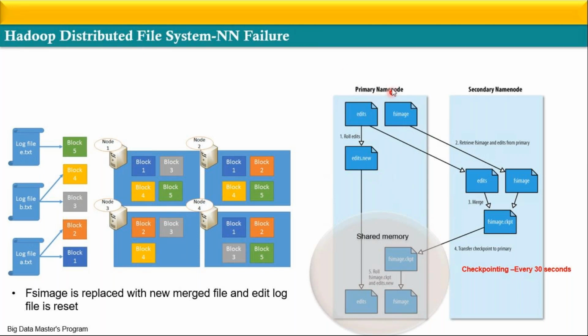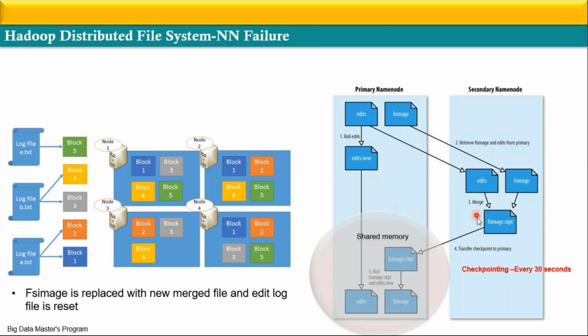So inside the primary name node or master node, we are having the edit log file and fs image. These two files will be kept inside the shared memory, where this primary node and this secondary name node will be able to update. So the fs image and this edit log will be captured, and it will be copied inside the secondary name node.